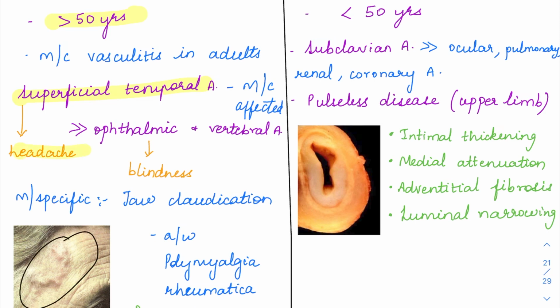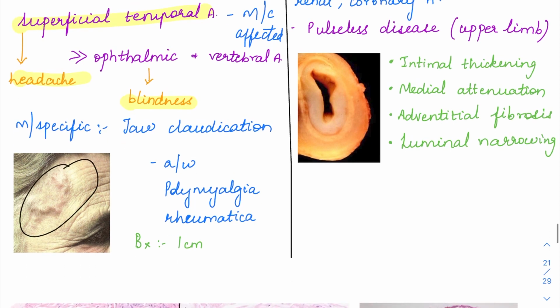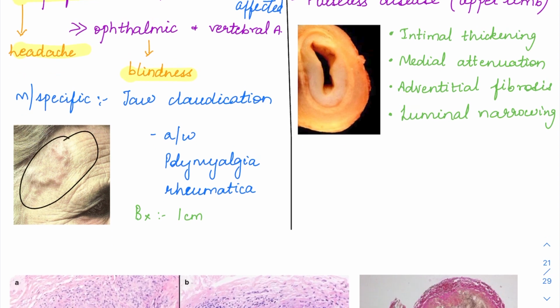Other than that, the other arteries which can be involved are the ophthalmic arteries and vertebral arteries. When the ophthalmic artery is involved, it can result in sudden blindness also. That is why it is very important to diagnose this disease. The patient can also give symptoms of jaw claudication, and it can be associated with polymyalgia rheumatica, a connective tissue disorder seen commonly in females.